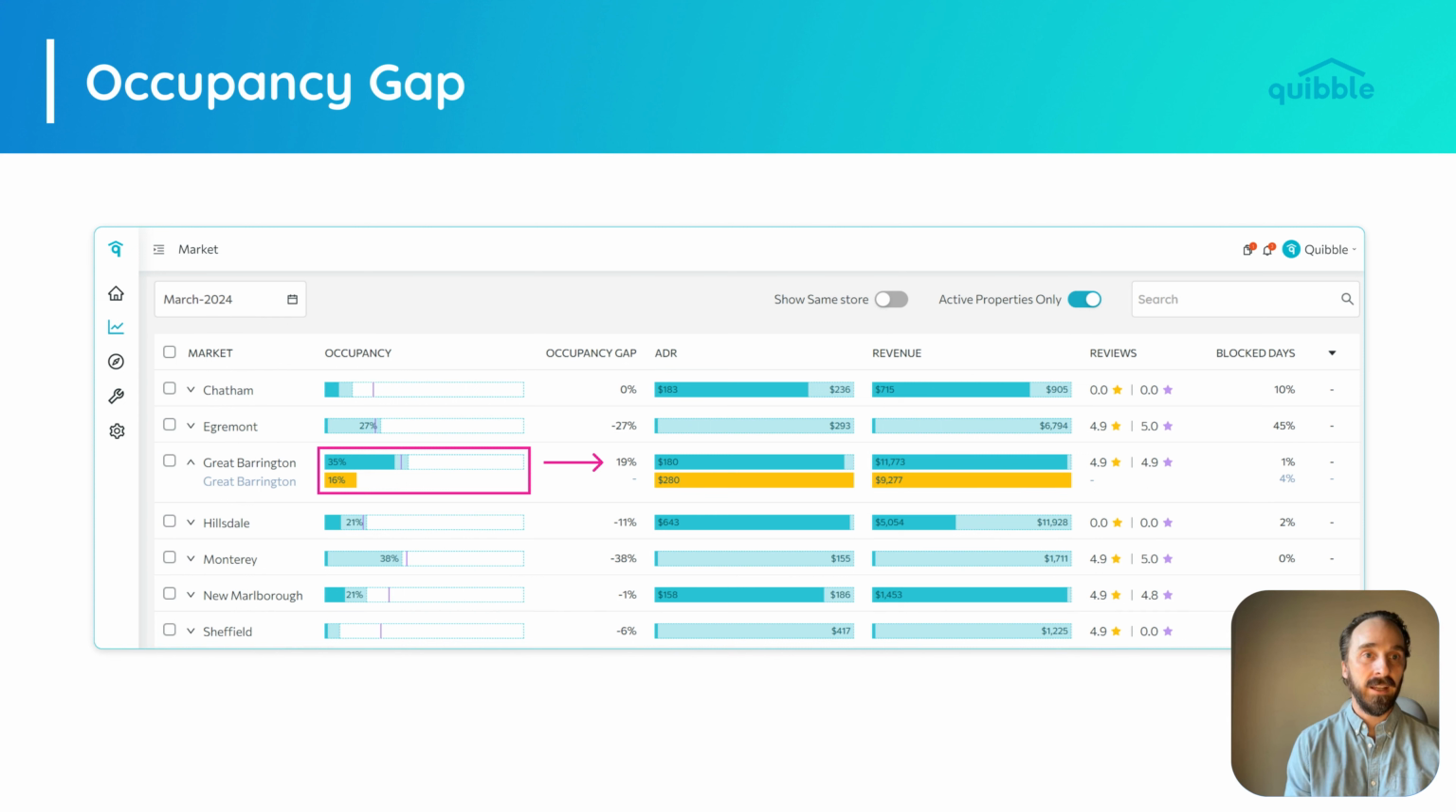Occupancy gap. There are two occupancy gaps that we measure performance by on the markets page. The first gap is a comp against last year. This indicates how full you are compared to the same point in time last year. A negative gap means you're trending behind your last year performance. The second gap is the gap against the market, which is the purple line in the occupancy bar chart. This indicates how your list of properties in the city compare to the surrounding market.